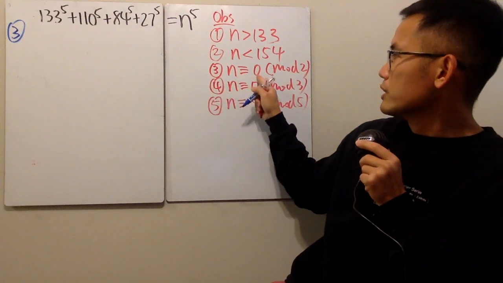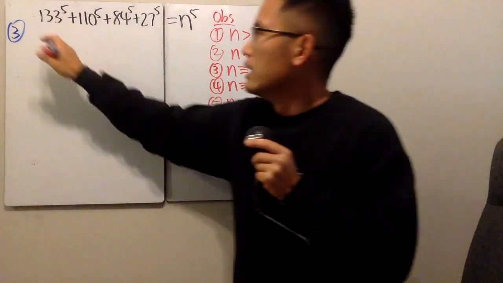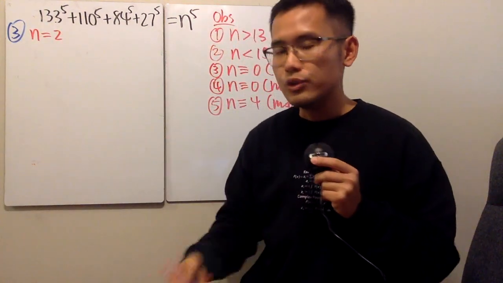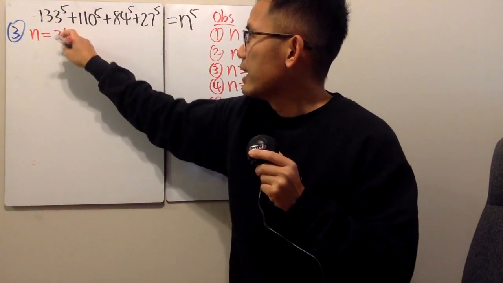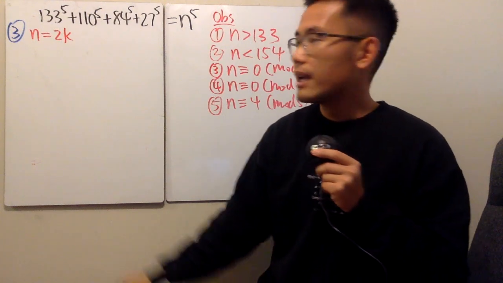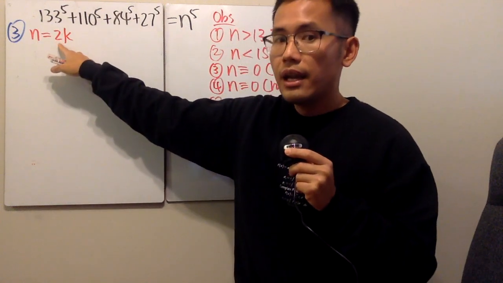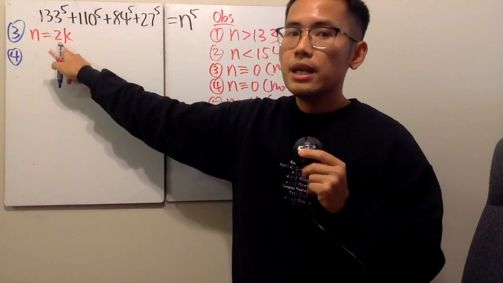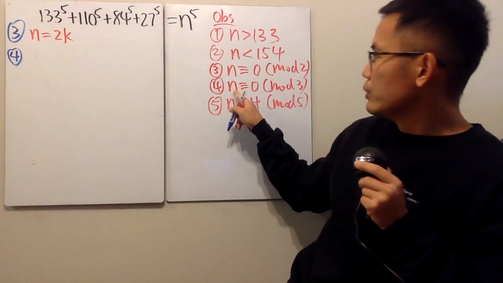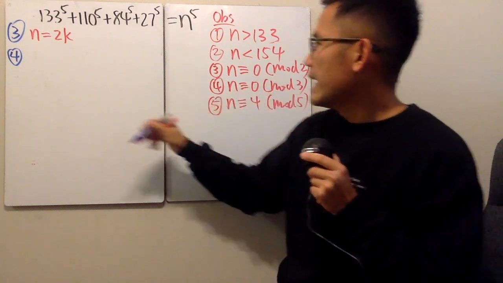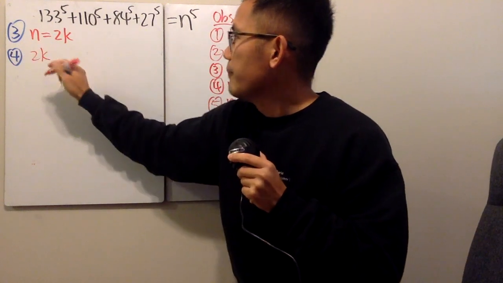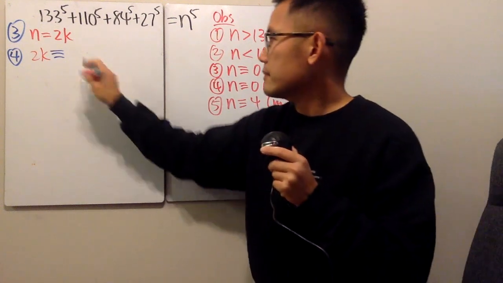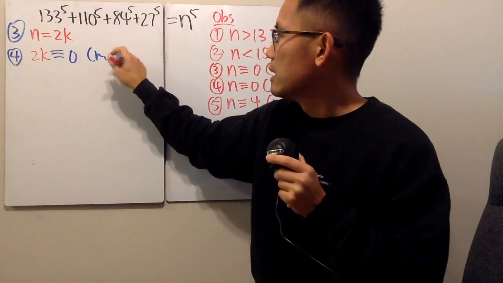Because n is congruent to 0 mod 2, we can write n as 2 times some integer. So I'll just write it as 2k. Right? So let's say n is equal to 2k, and then look at 4. What we can do is put 2k into this n right here, so we get 2k is congruent to 0 mod 3.